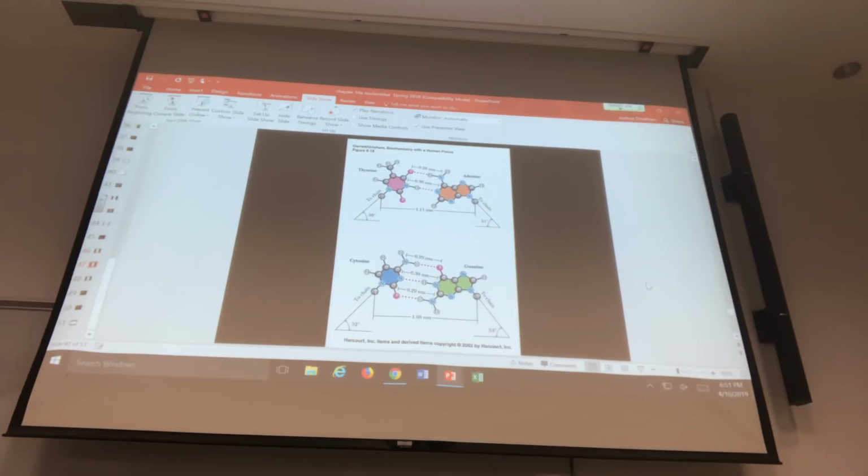Let's see. Oh yeah, number of hydrogen bonds. Which is stronger, GC or AT? GC, because it has how many hydrogen bonds? 3. A's and T's have 2. You may not get an exact question that asks that, but there will be several questions where knowing that will be important to solving whatever it's asking.